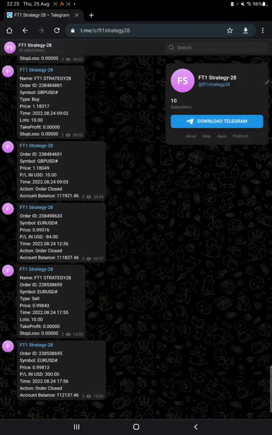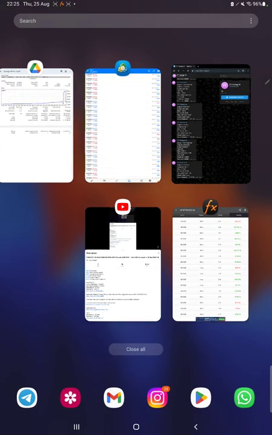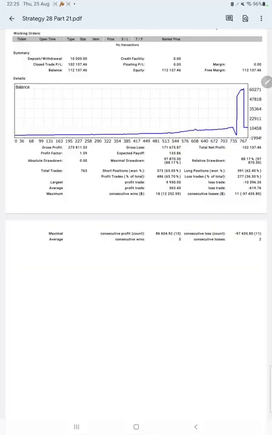Also, MT4 to Telegram is connected, so by following FT1 strategy 28 you can stay updated for each trade we have taken, and you can verify it with its order ID and also see how much profit and loss we have booked here. So the complete details, now it is possible to get it on Telegram as well.